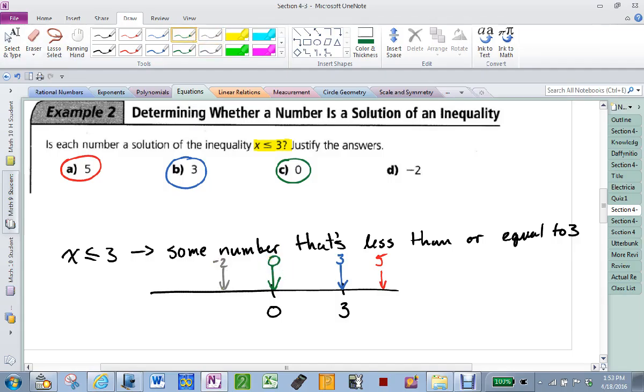What are the 3 that fit? Negative 2, 0, and 3. Negative 2, 0, and 3. Because they are all left of or at the point we care about. Everybody good there?